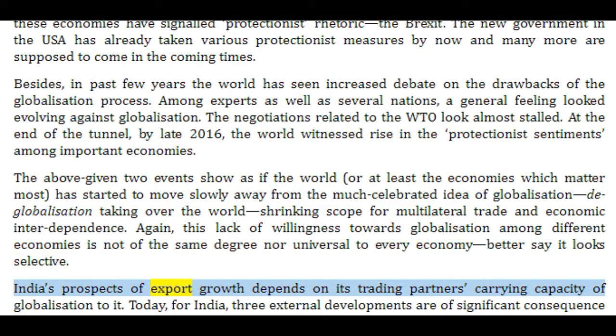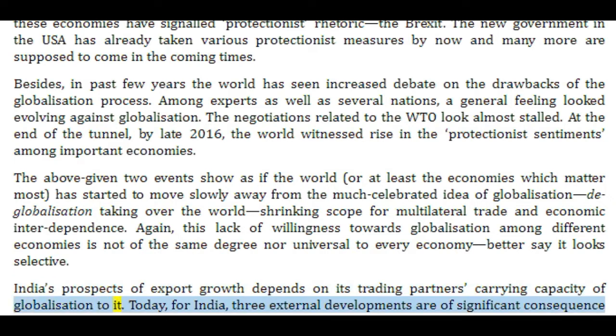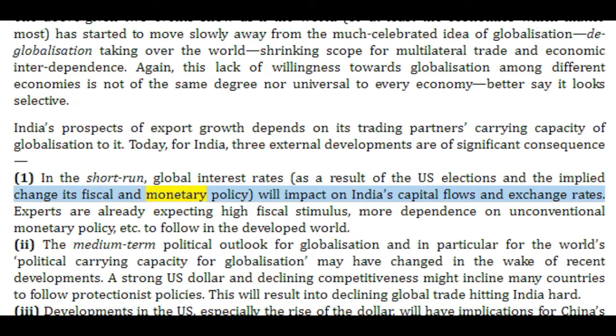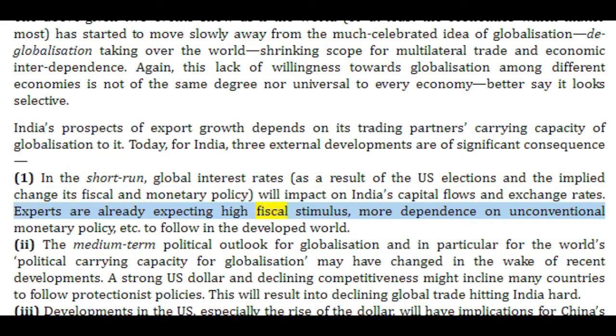India's prospects of export growth depend on its trading partners' carrying capacity of globalization. Today, for India, three external developments are of significant consequence. 1. In the short run, global interest rates, as a result of the US elections and the implied change in its fiscal and monetary policy, will impact India's capital flows and exchange rates. Experts are already expecting high fiscal stimulus, more dependence on unconventional monetary policy, etc. to follow in the developed world.